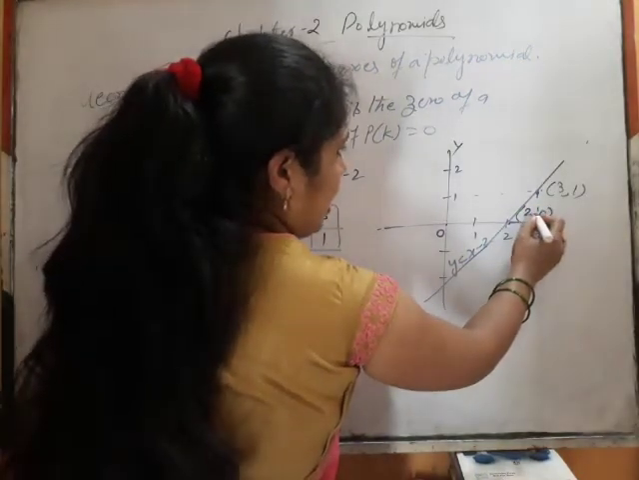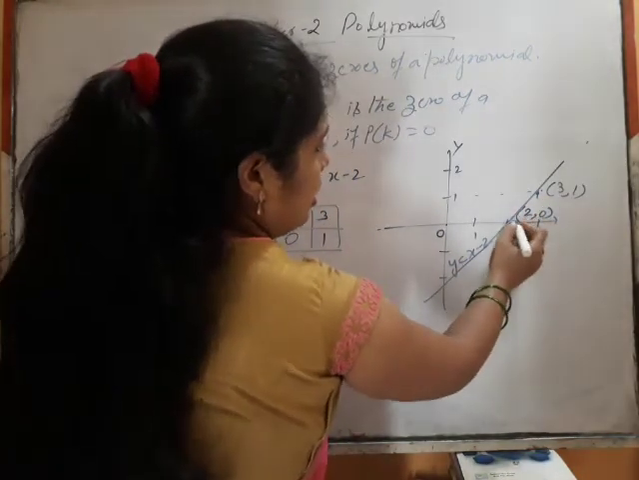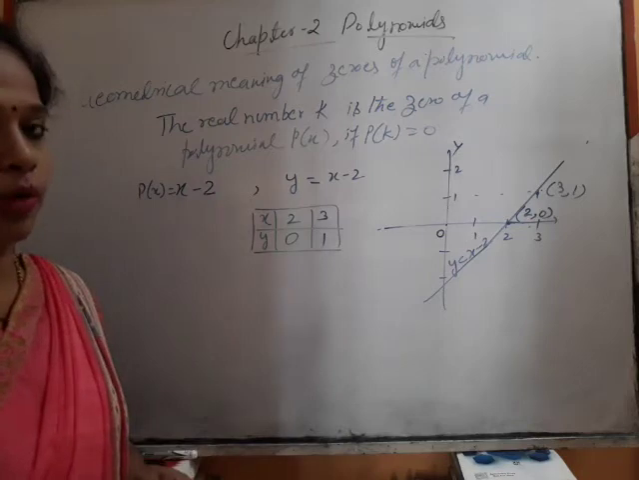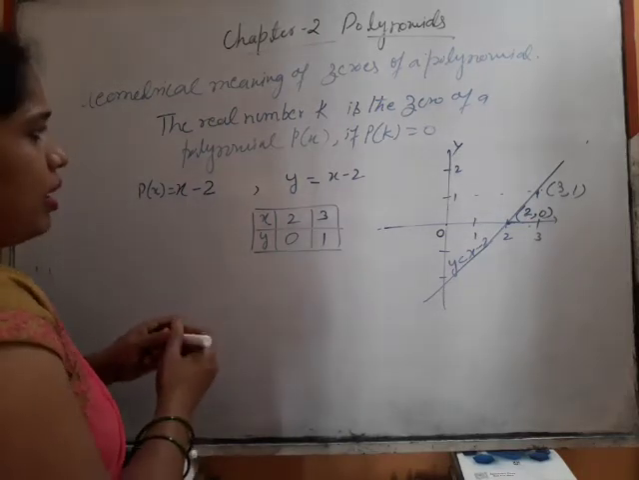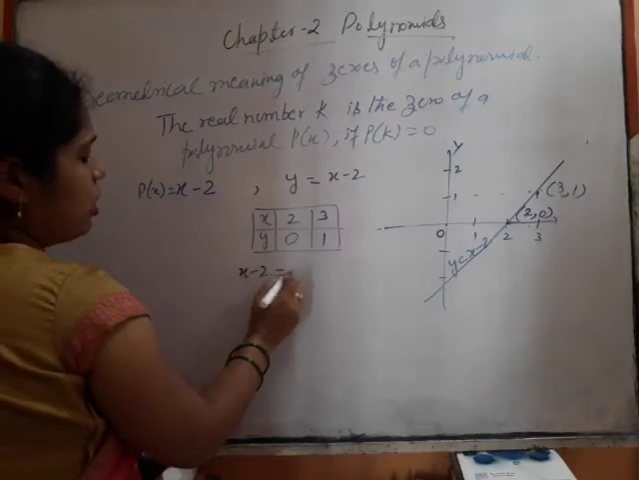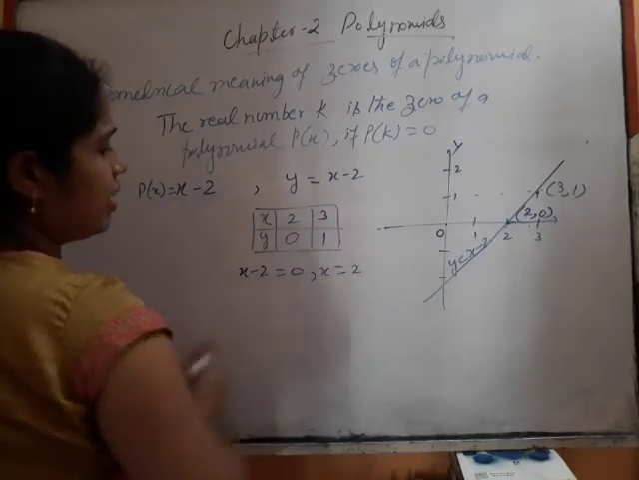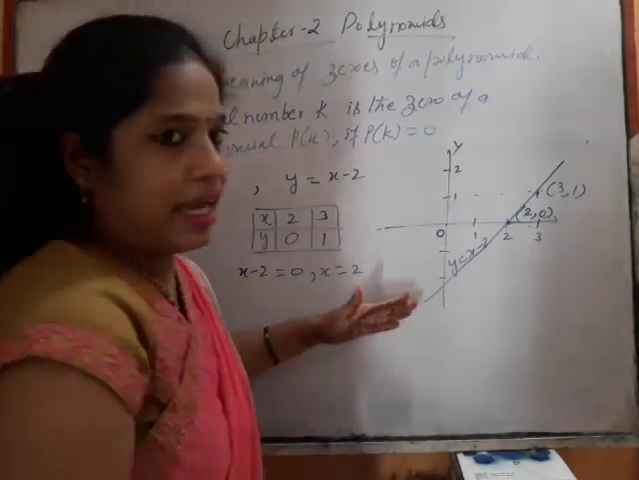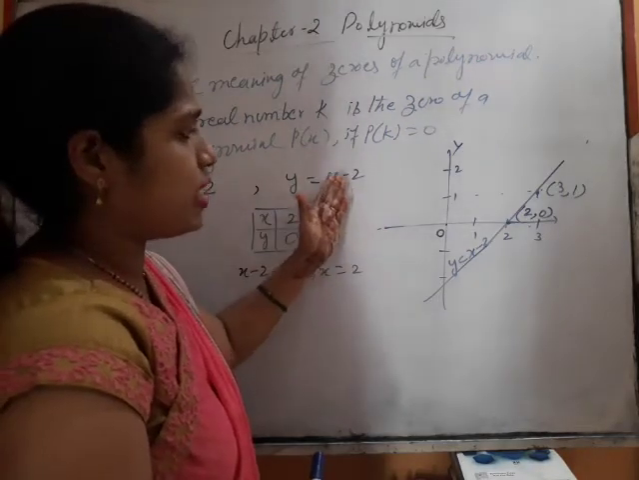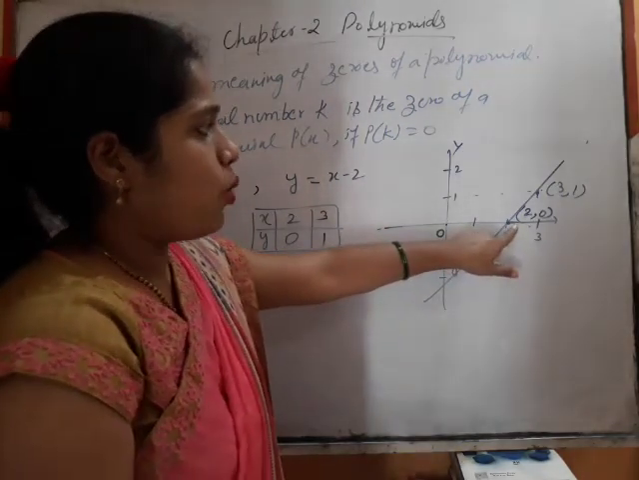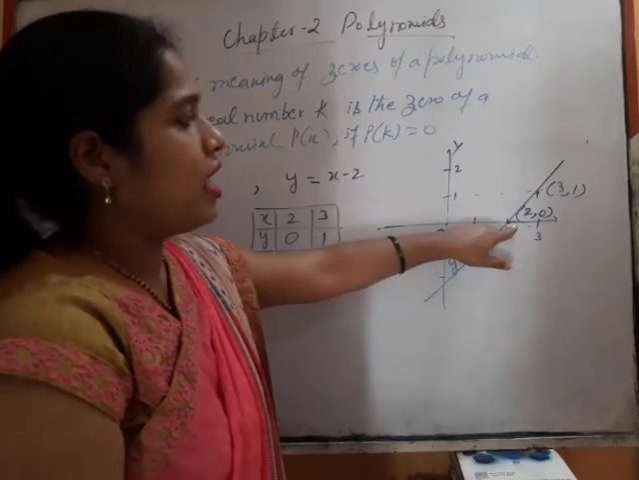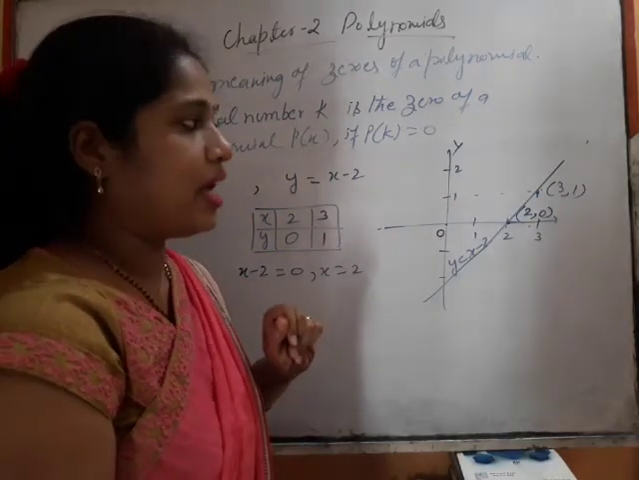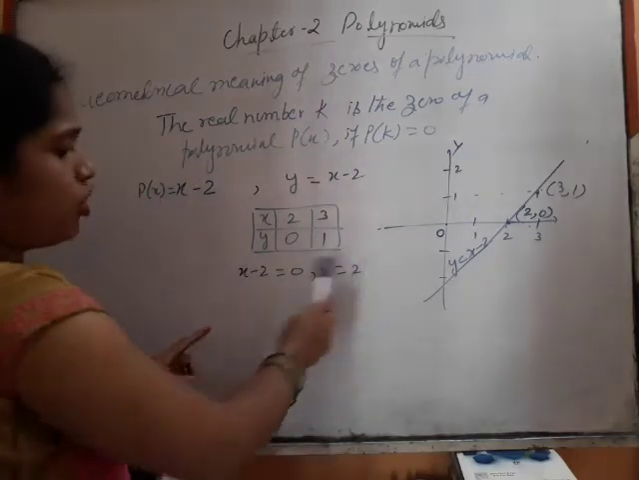Students, as you can see here, we are studying the geometrical meaning of zeros of a polynomial. So if I equate this x minus 2 with 0, we get the value of x as 2 here. And this straight line, the graph of the equation y equals x minus 2, is also intersecting the x axis at the point whose coordinate on the x axis is 2, and here the value of x is also 2.